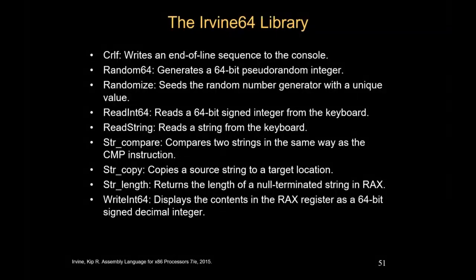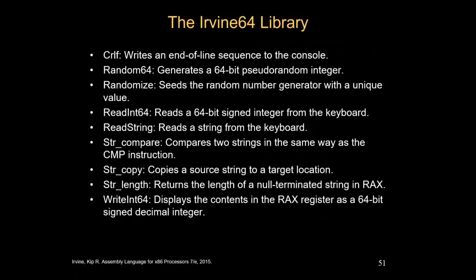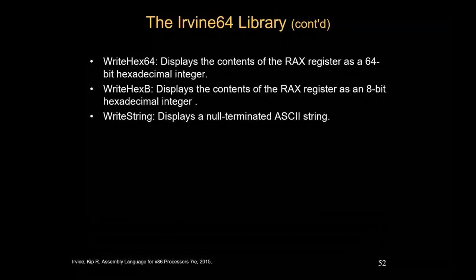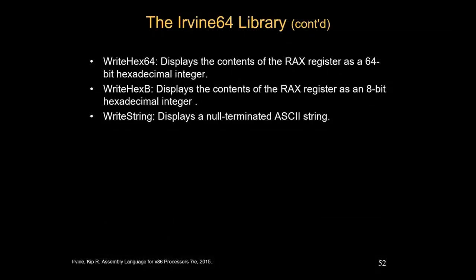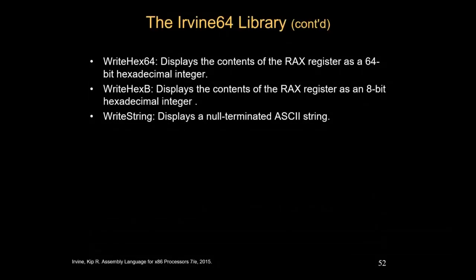And then we have WriteInt64. It displays the contents of the RAX register as a 64-bit signed decimal integer. And then we have WriteHex64, which displays the contents of the RAX register as a 64-bit hexadecimal integer. And then we have WriteHexB, which displays the contents of the RAX register as an 8-bit hexadecimal integer. And the last one is WriteString, which displays a null-terminated ASCII string.